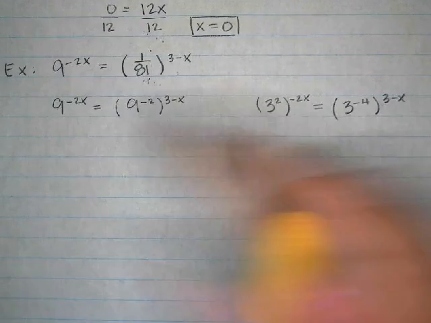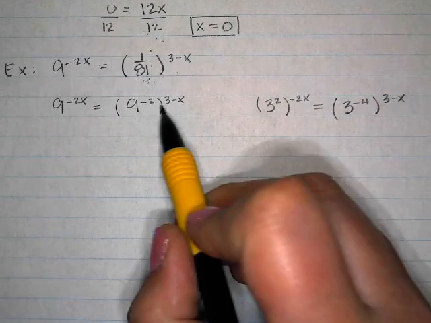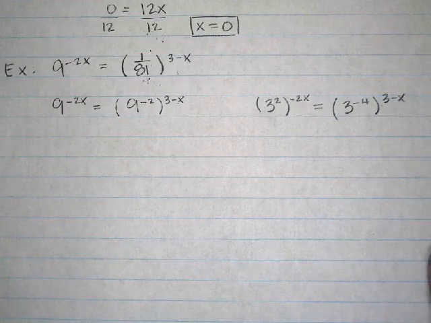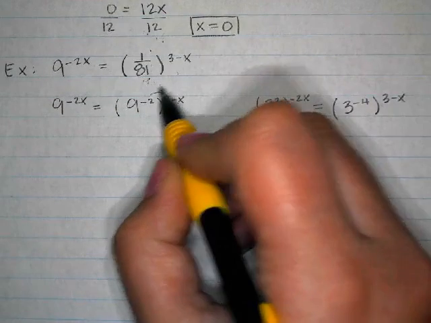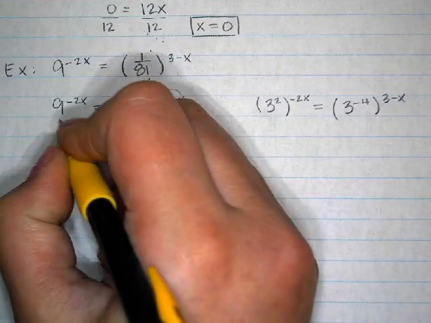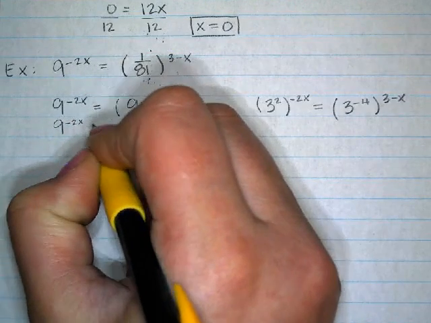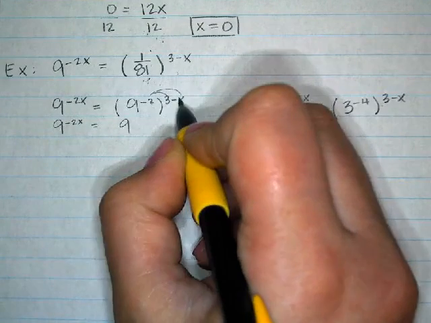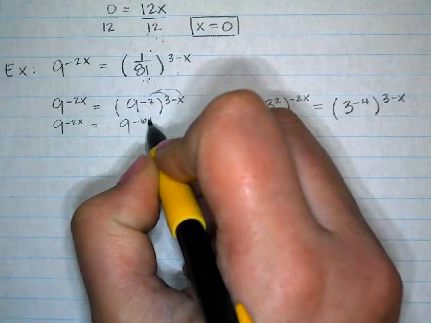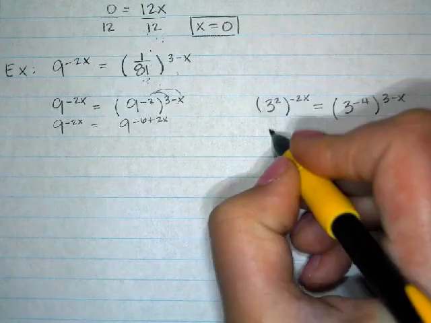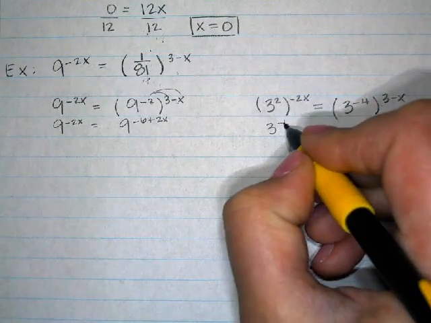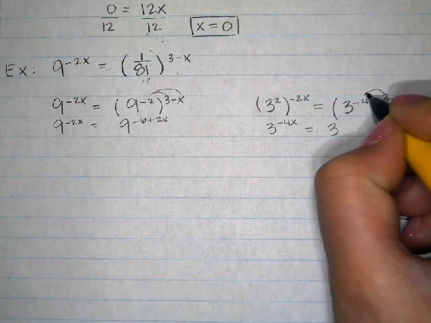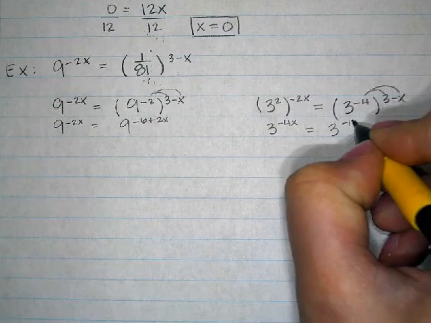Okay, so we have an exponent raised to an exponent. What do we have to do with those exponents? Multiply them. Okay, so this one stays the same. This would be 9 to the negative 6 plus 2x. Okay. This would be 3 to the negative 4x. 3 to the negative 12 plus 4x.